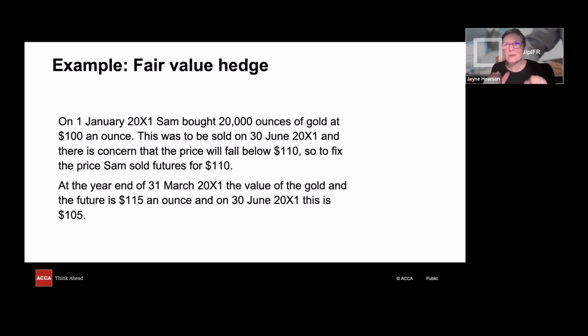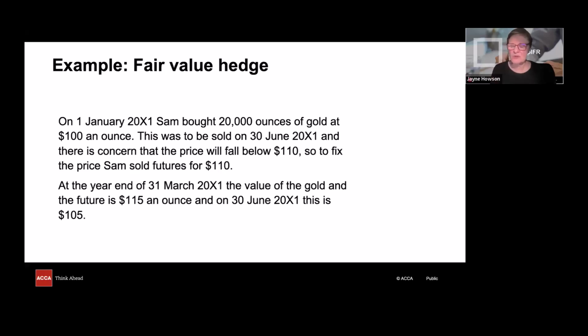In the question, the timeline's not very clear, is it? But we start with January. We have a year end in March where the price of gold has gone up, which is great. And then by the end of June, which is when we actually make the sale, the price of gold has gone to 105. Still higher than the 100, but not as high as we wanted it to be. So this future of 110 has been entered into with Sam in January, so he knows that they're going to get 110 in due course.